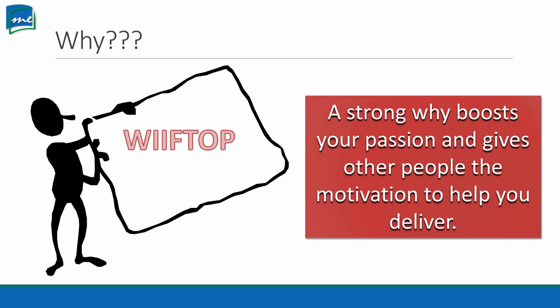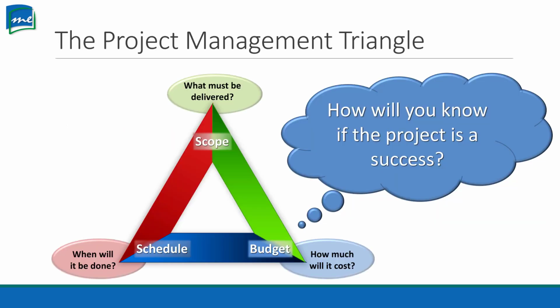All right, so we have our project management triangle. Now, there's a joke that goes along with this, and I'll tell it in just a second. But we have our scope, our schedule, and our budget.